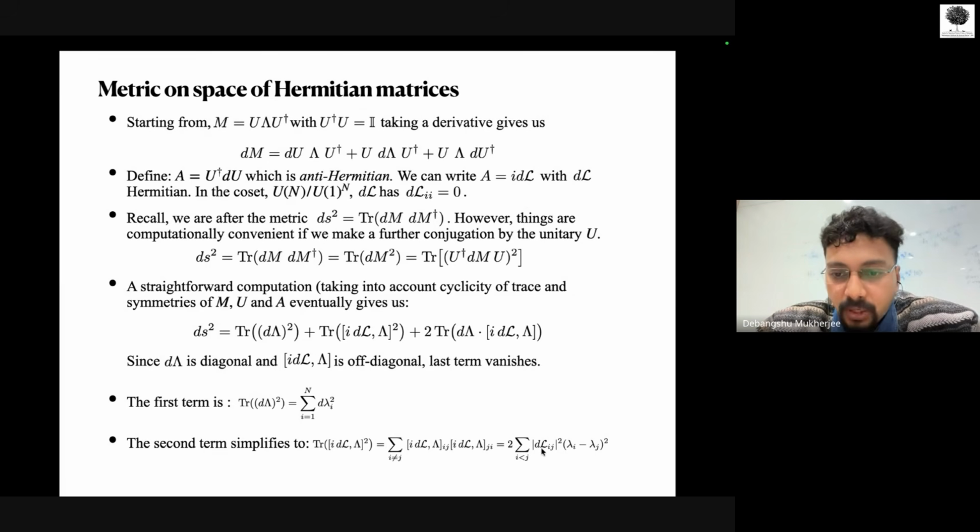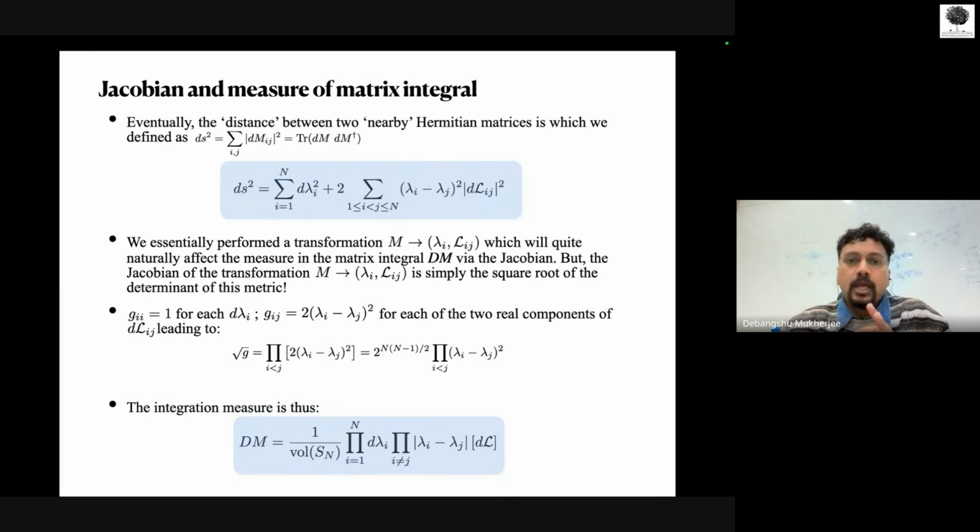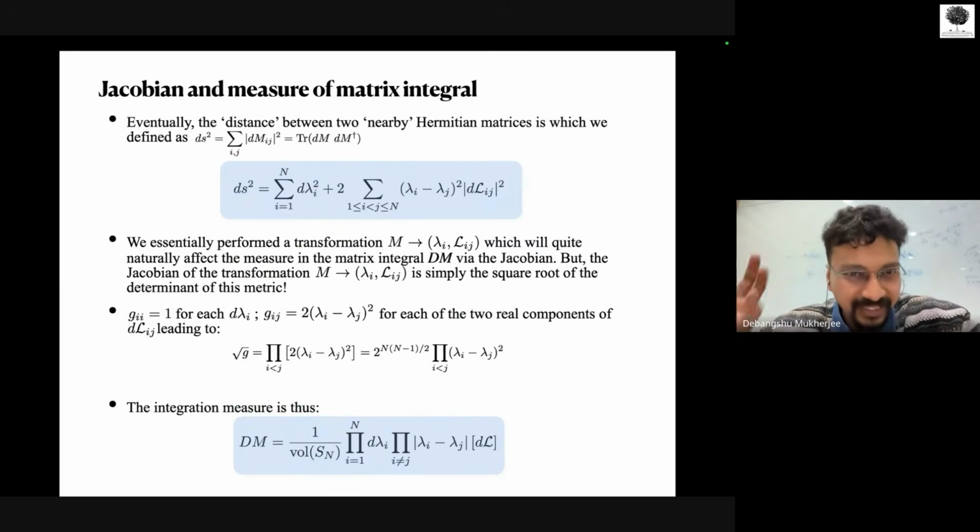Okay, so after a very short simplification and noting the fact that L is Hermitian, you finally end up with the second term of this form. So, putting all the ingredients that we have obtained till now, this effective distance, this notion of distance that we define between two nearby Hermitian matrices, basically becomes this.